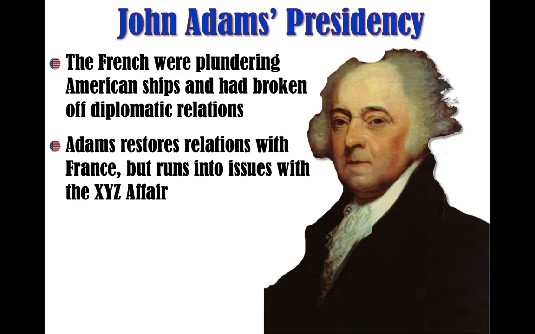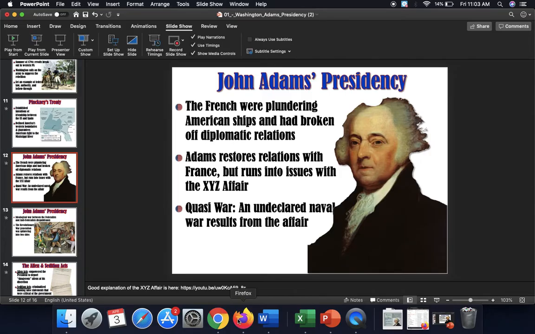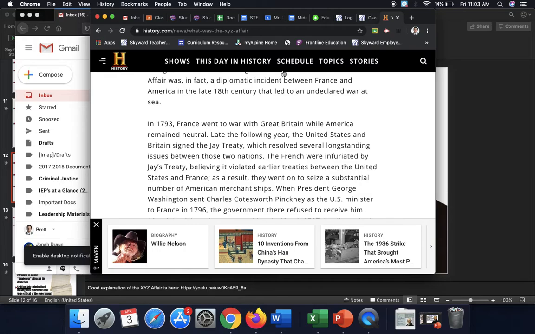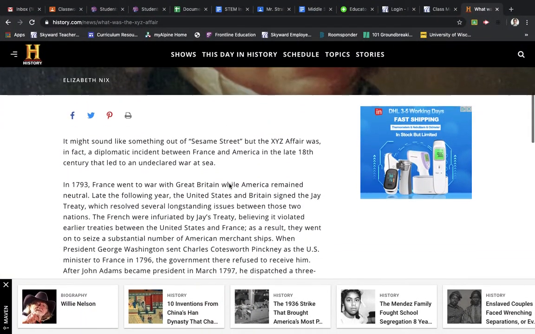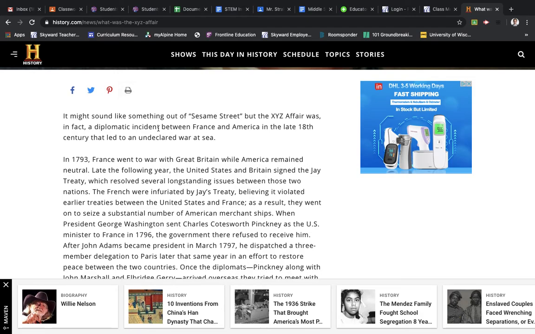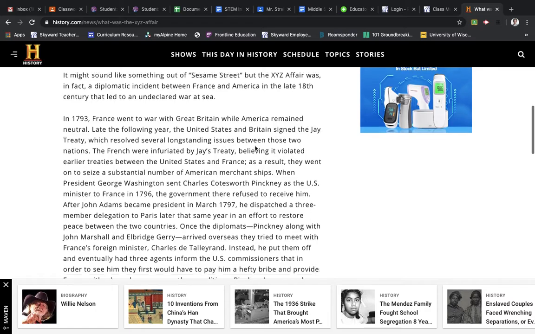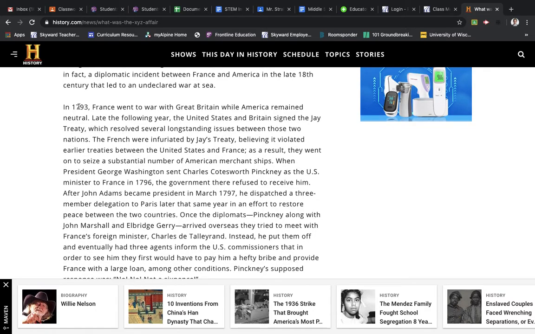So what is the XYZ affair? Whoop, wrong one. The XYZ affair here. So basically what happened really quickly is it was a diplomatic incident between France and America in the late 18th century that led to an undeclared war at sea. So basically what happened, very quickly, I'll summarize this.